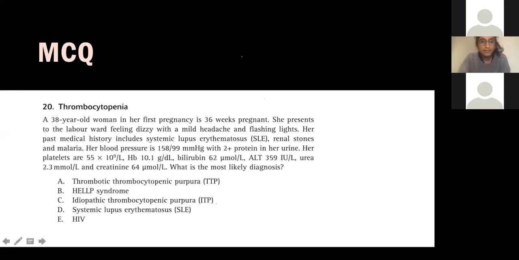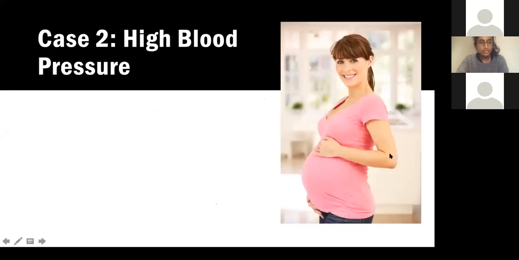Okay. Yeah, so most of you guys got this right. This is a pretty straightforward one. So this is HELLP syndrome, which is hemolysis. You've got the low hemoglobin. You've got the elevated liver enzymes, so the raised ALT. You'd also get a raised bilirubin as well, and low platelets. So platelets are 55. And that's basically a complication of preeclampsia. Good. So the answer is B in that case.